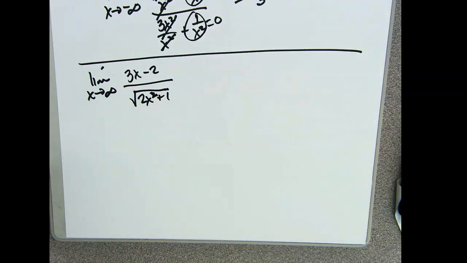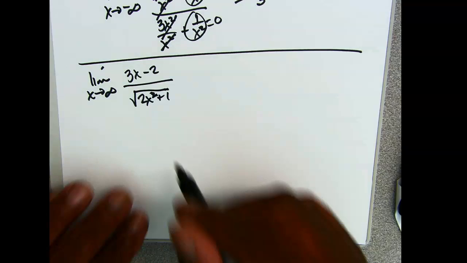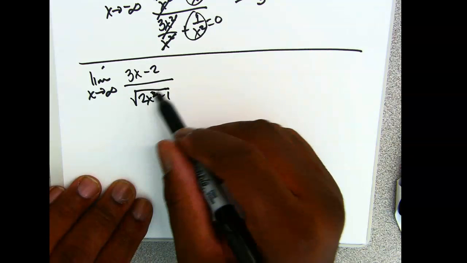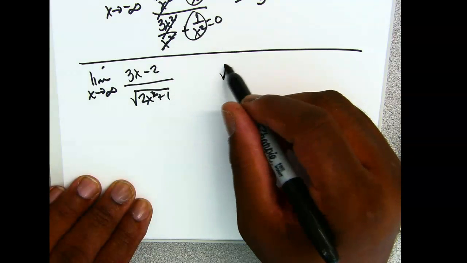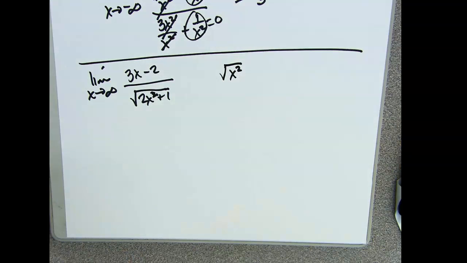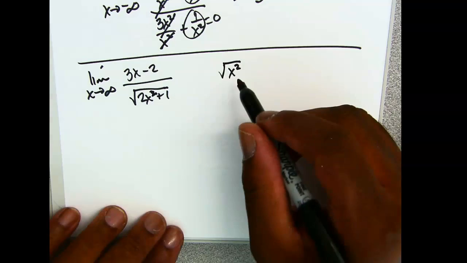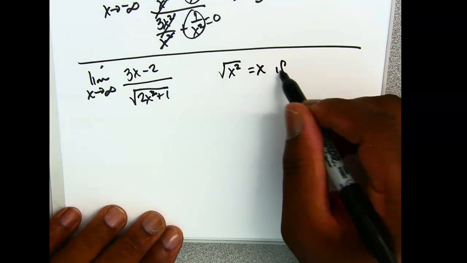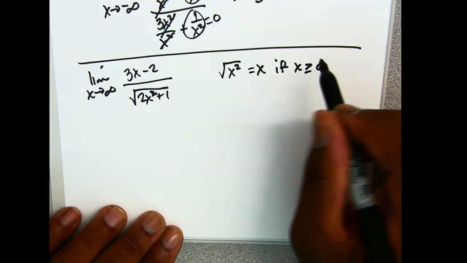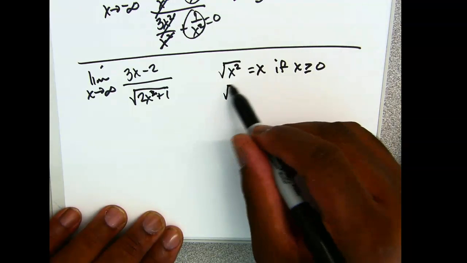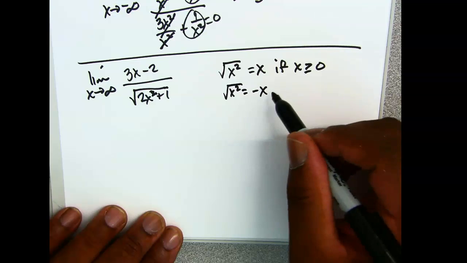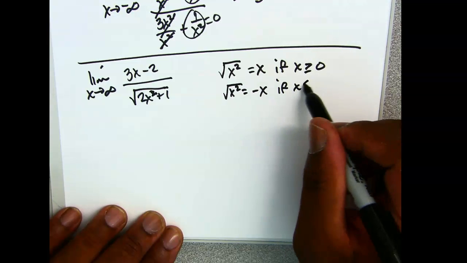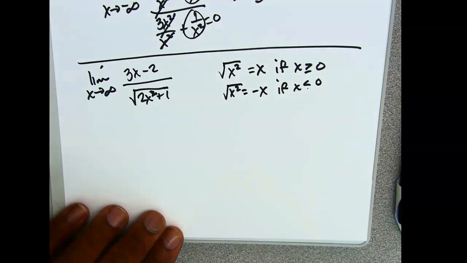But we also have to figure out what's our highest power in our denominator. In other words, you have a radical square root and you have an x squared. What is the square root of x squared? Well, the square root of x squared is equal to x if x is greater than or equal to 0. The square root of x squared is equal to the opposite of x if x is less than 0.